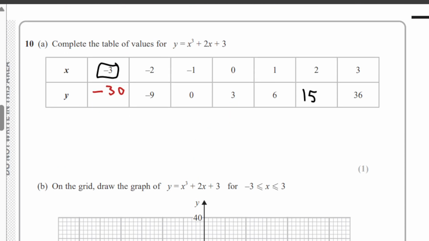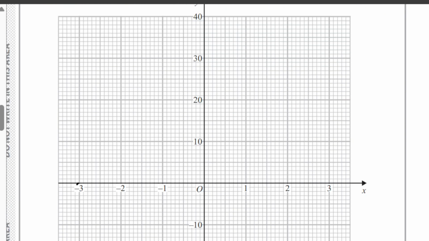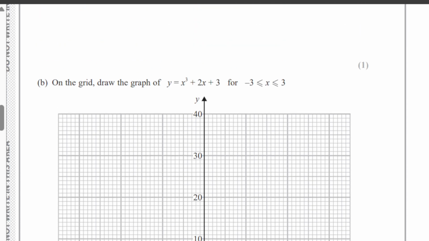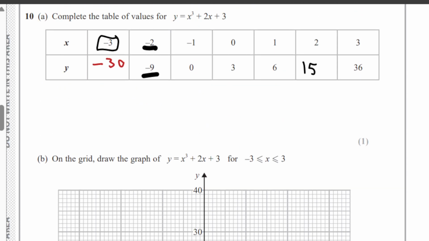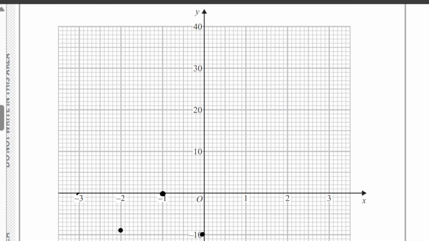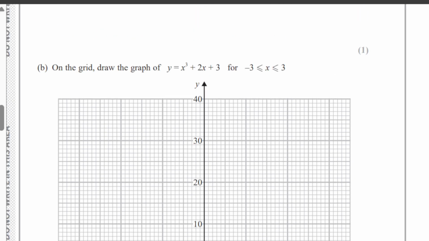The next one is negative 2 and negative 9. Negative 2 is here. This is negative 10. So negative 9 is just going to be here. Alright, next, negative 1 and 0. Negative 1 is here and 0 is here. So this is it. Let me just erase this one so it doesn't confuse you.